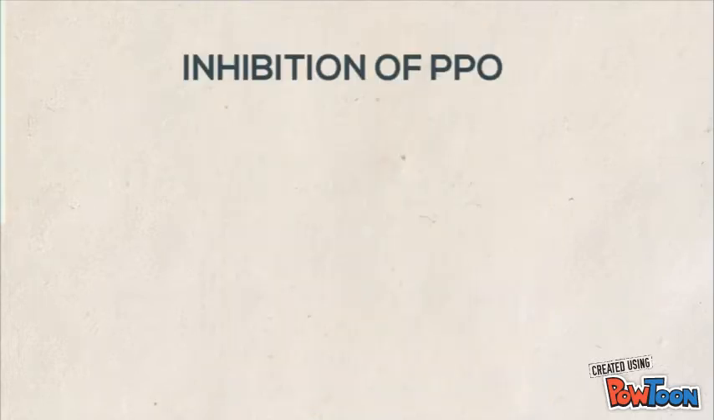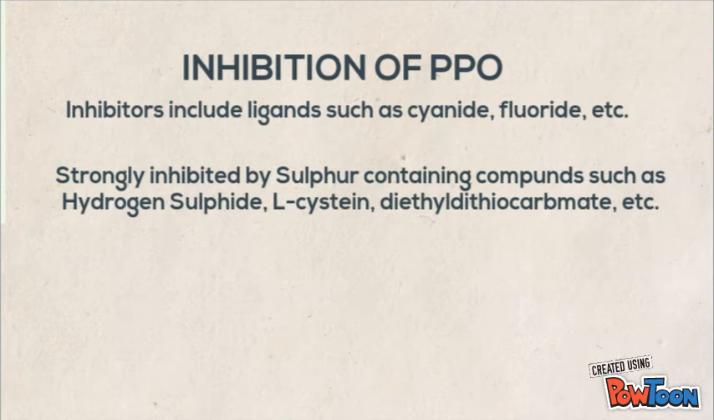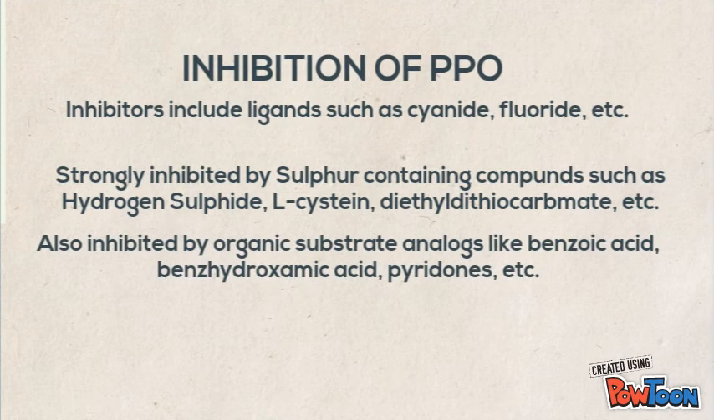Inhibitors of PPO include ligands such as cyanide and fluoride. It is strongly inhibited by sulfur-containing compounds such as hydrogen sulfide, L-cysteine, and diethyl dithiocarbamate. It is also inhibited by organic substrate analogues such as benzoic acid, pyridones, etc.